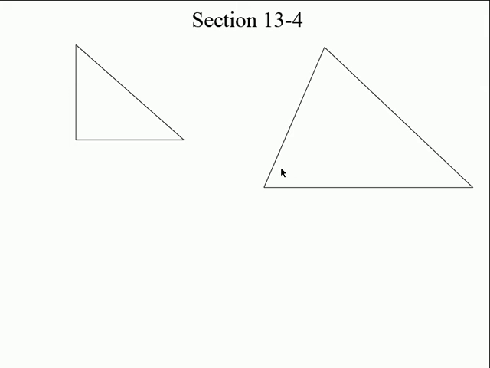Okay, this lesson is the law of sines, but first we're going to find the area of a triangle. It seems kind of odd to talk about the law of sines and then find the area of a triangle. You think, what does the area have to do with the law of sines?